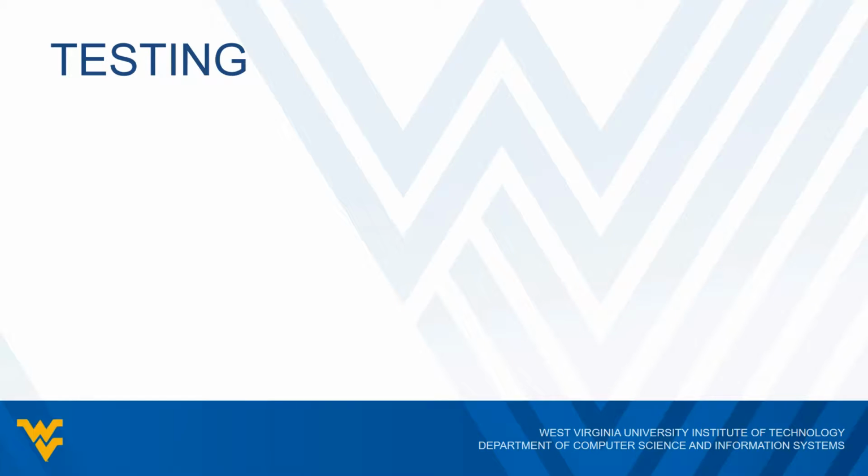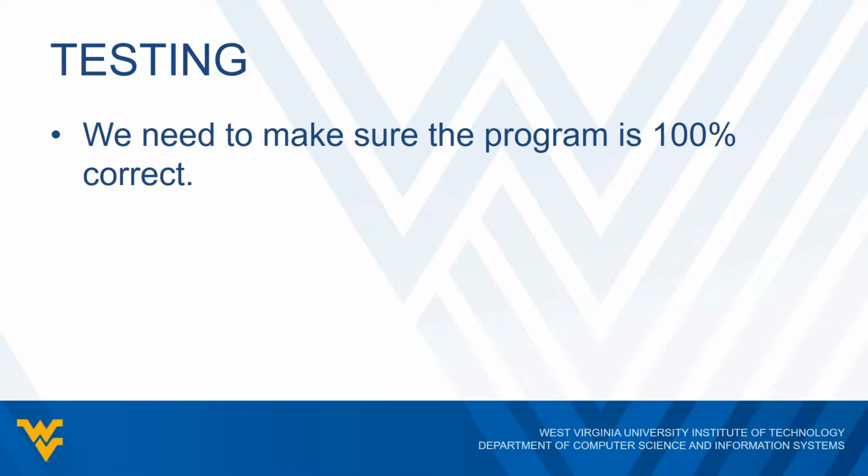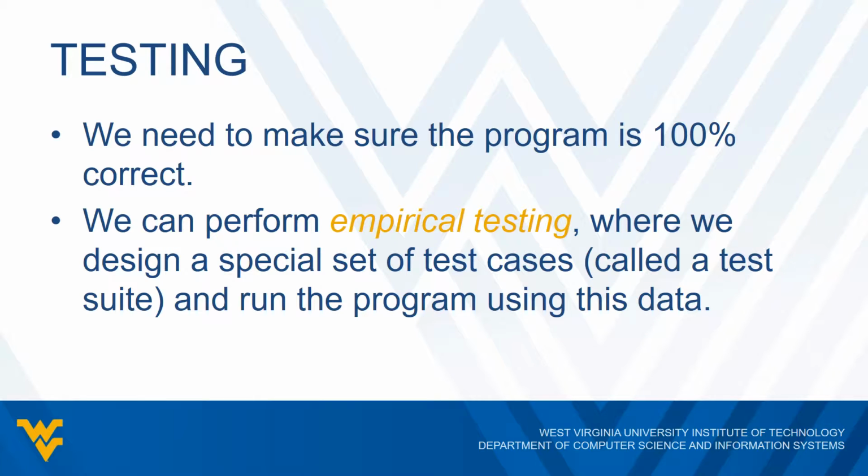Even though a program may produce the correct answers, we may have at least gone through all the debugging, we may have it working for a couple of data sets, we still need to make sure that the program is 100% correct. So how do we make sure it does work on all data? Well, there are a couple ways we can go about this, and one approach is what we call empirical testing.